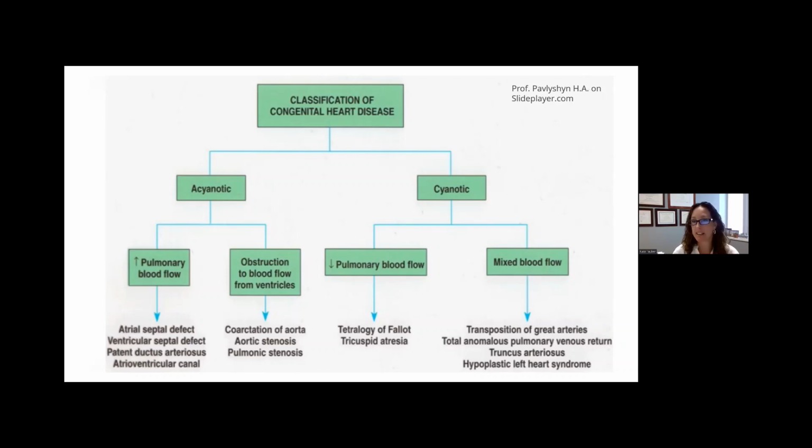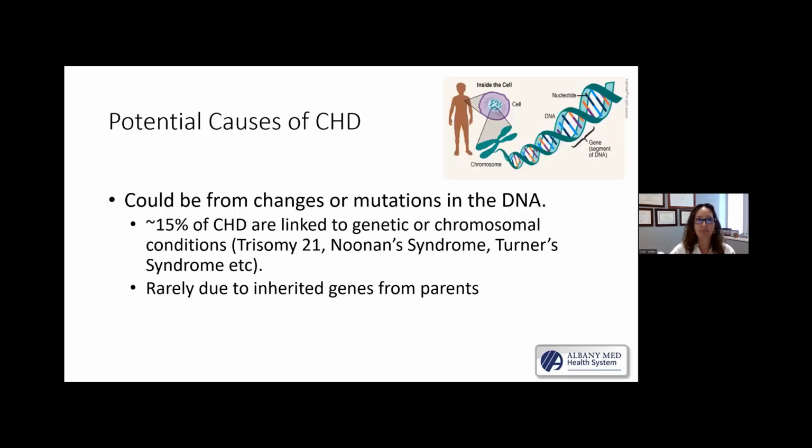And then you have the cyanotic lesions, and these can also be divided into two main categories. Those that decrease pulmonary blood flow, so those would be things like tetralogy of Fallot or tricuspid atresia. And then you have those with mixed blood flow: transposition of the great arteries, total anomalous pulmonary venous return, truncus arteriosus, and hypoplastic left heart syndrome.